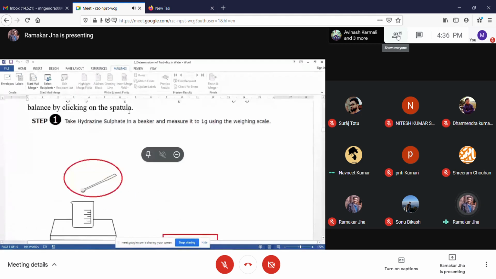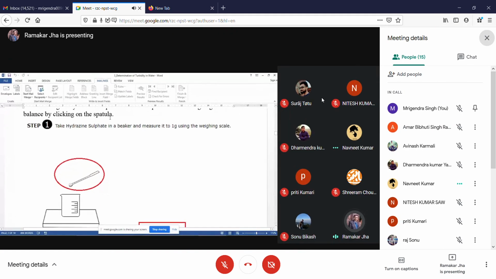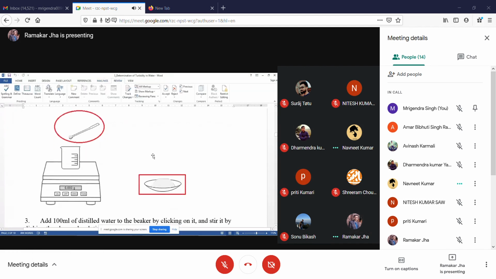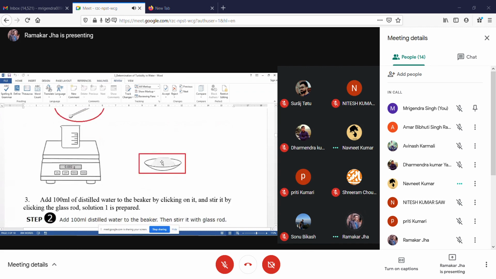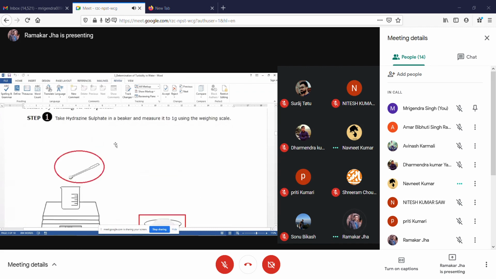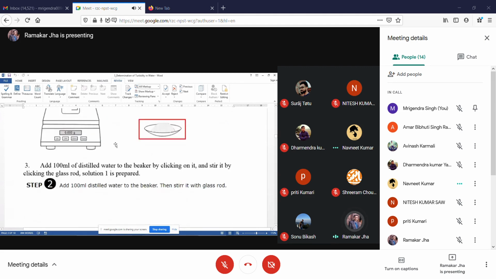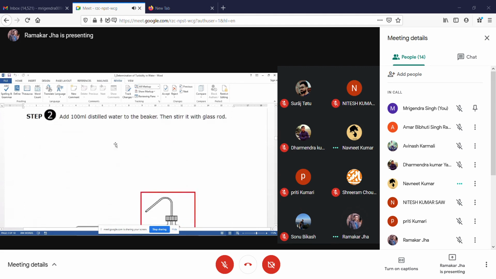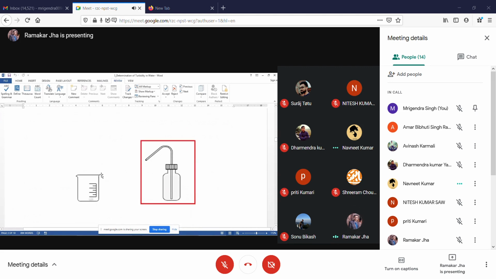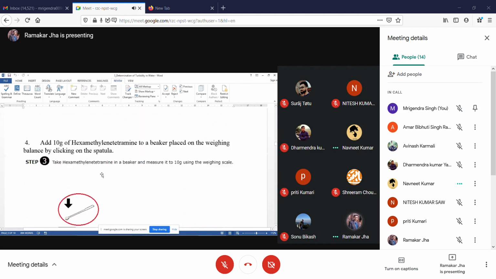we have to take hydrazine sulfate in a beaker and measure it to 1 gram. Hydrazine sulfate is not a liquid, so we have to take 1 gram of it. Here it is, and we can take 1 gram of what? Hydrazine sulfate. Once we have taken it, then add 100 ml of distilled water. So we added some water to it and we mixed it.